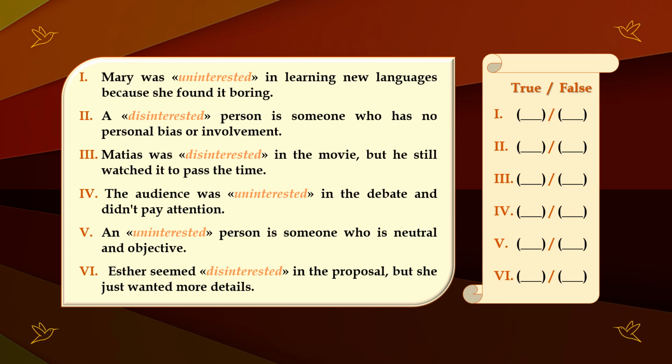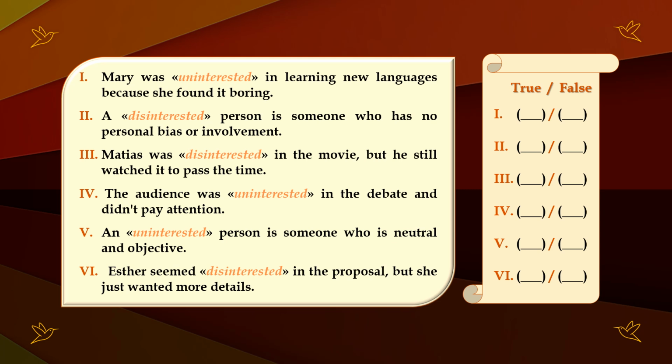Answer each true or false question based on the meanings and examples you reviewed. This will help reinforce your understanding of each form and its correct usage. 1. Mary was uninterested in learning new languages because she found it boring. 2. A disinterested person is someone who has no personal bias or involvement.